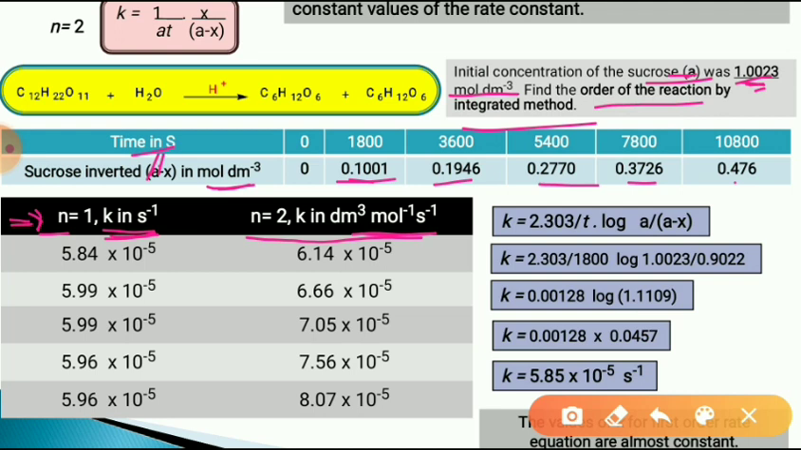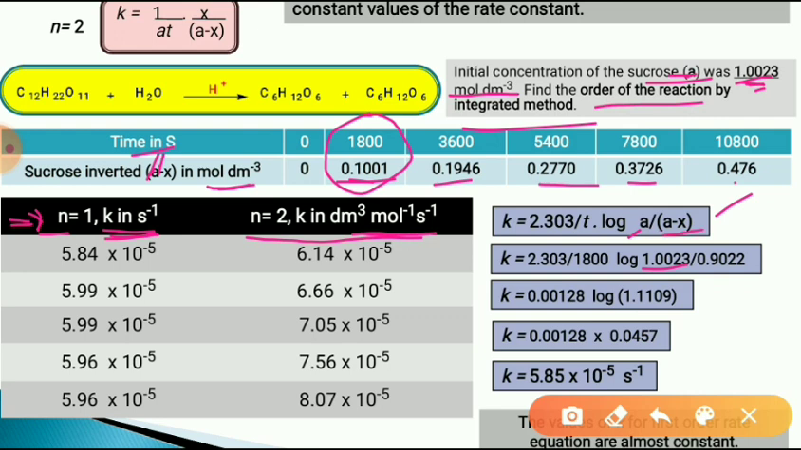For calculation I have taken one example, that is one set. For n equal to 1, that is a first order reaction, this is the integrated rate equation: k equal to 2.303 upon t into log of a upon a minus x. Just put the value of a here, we have substituted.